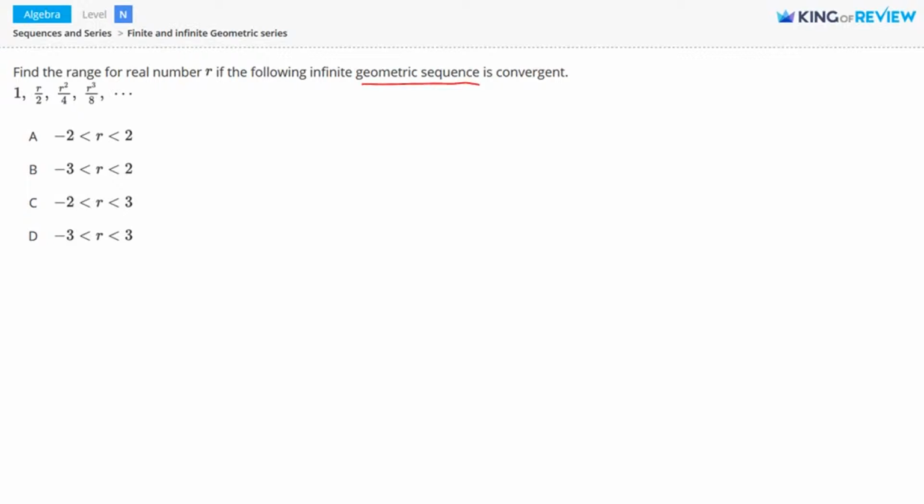A geometric sequence is a list of numbers or terms where the ratio of any term to the previous term is constant, so it has a common ratio. And we're told that this sequence is an infinite geometric sequence. These dots here show that it's an infinite geometric sequence. An infinite geometric series has infinitely many terms, yet it has a finite sum.